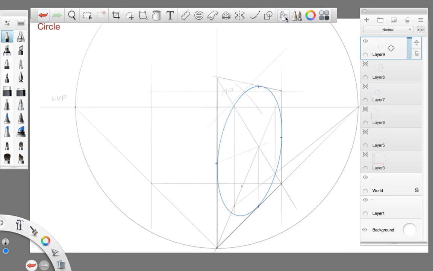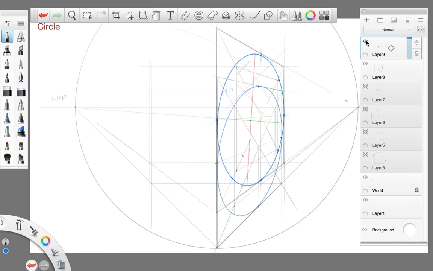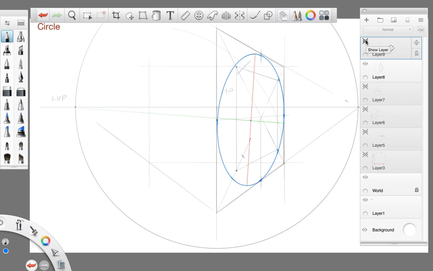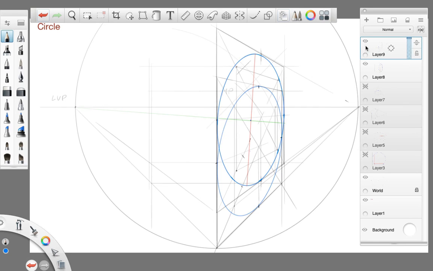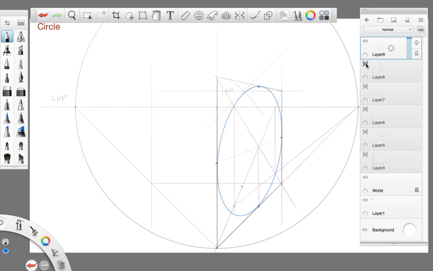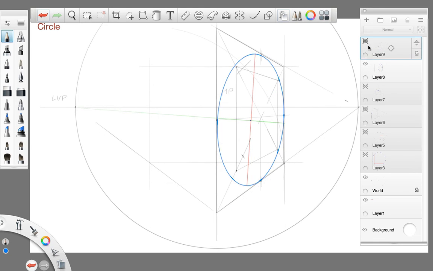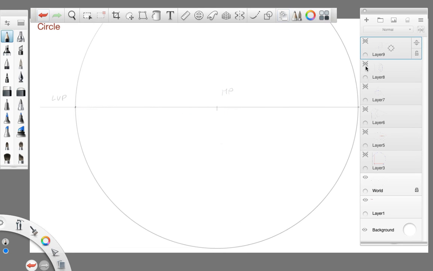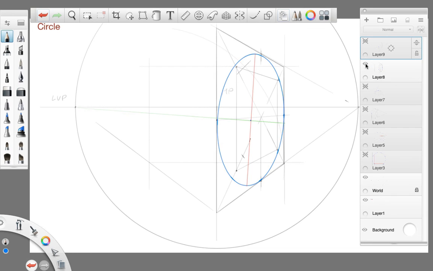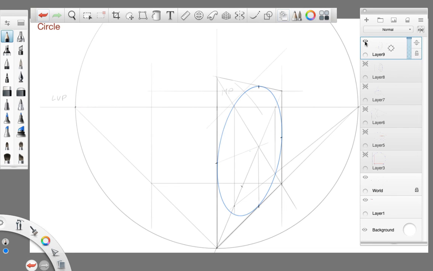Now if we compare this with the previous ellipse, there you can see that this is not rotated much, and this is actually rotated a lot. And let's see, where's that other one? There, this is not rotated at all. So you see, the further it goes down, the more it will rotate.